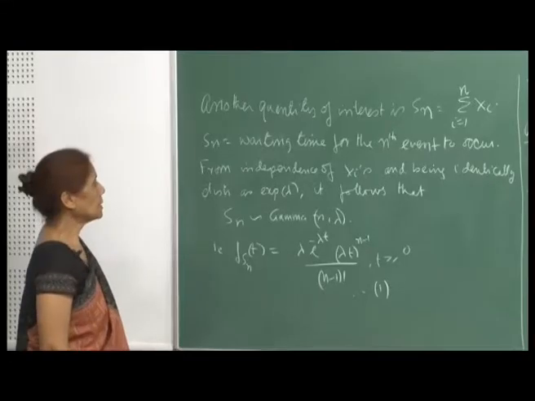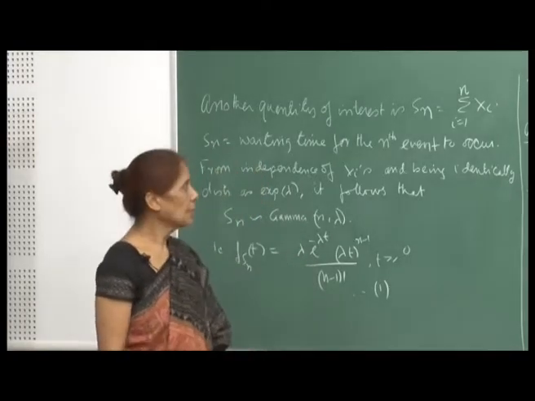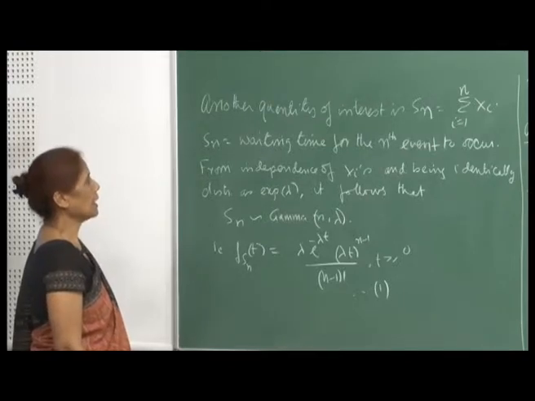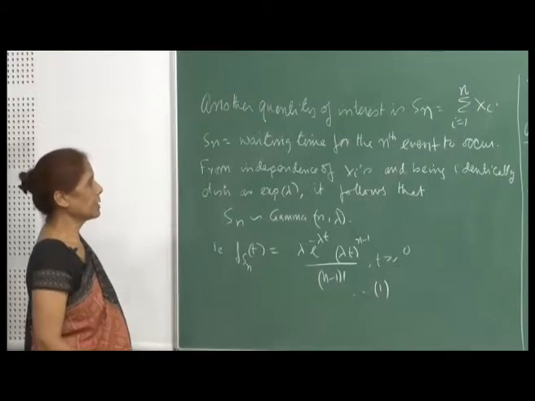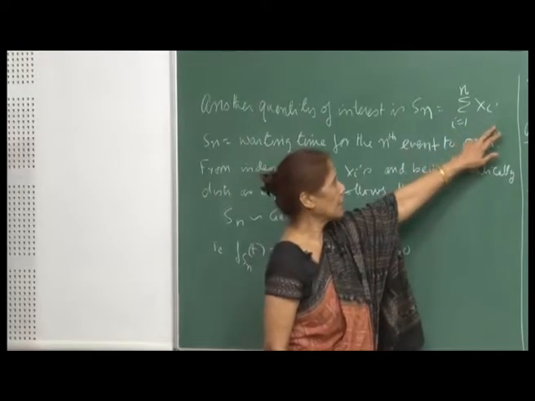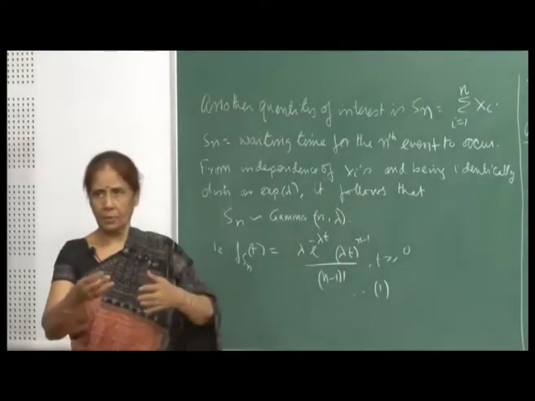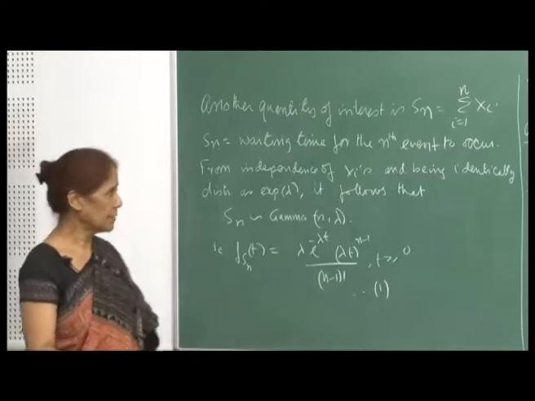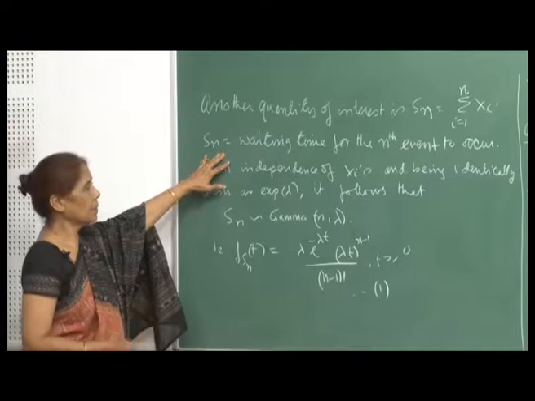After computing the distribution function of the inter-arrival time, another quantity of interest is S n, which is the sum of x i, i varying from 1 to n, which means S n is the waiting time for the nth event to occur. You are adding up x 1, x 2, up to x n, where x n is the inter-arrival time between the (n minus 1)th and the nth event. Therefore, S n will be the waiting time for the nth event to occur. Is that okay?